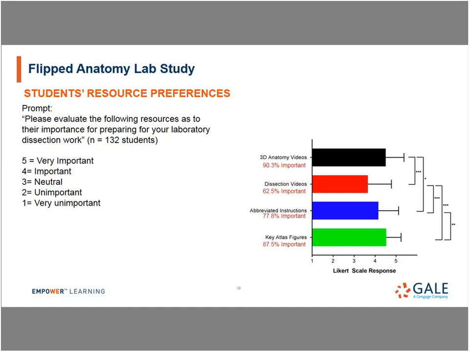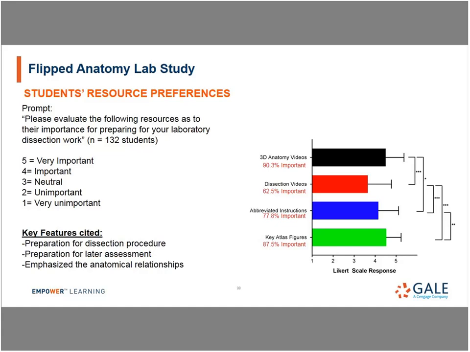When we dug a little deeper and asked students why they had this preference, what we found was that the 3D anatomy videos were visually much easier to learn from than the dissection videos, because the dissection videos are all shades of brown or shades of yellow, whereas the 3D anatomy videos, as you saw earlier, are very vivid colors, and it's very easy to see the anatomical relationships on that stylized image.